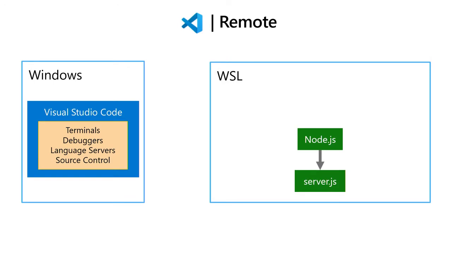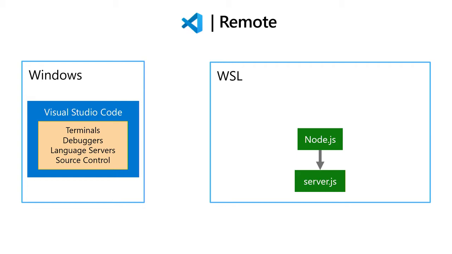OK, so on the left side, I have a Visual Studio Code instance running in Windows. And it has some terminals, Windows terminals, and some debuggers, and some extensions that are providing language features and source control integration and all that. And all of these things in the orange box are running all together on the Windows side of my system, right?